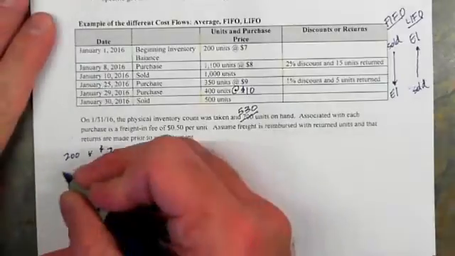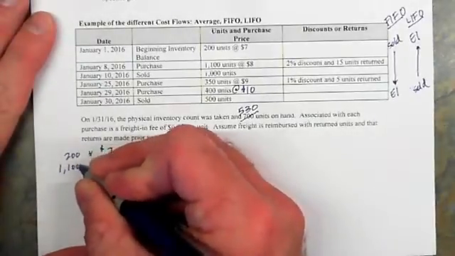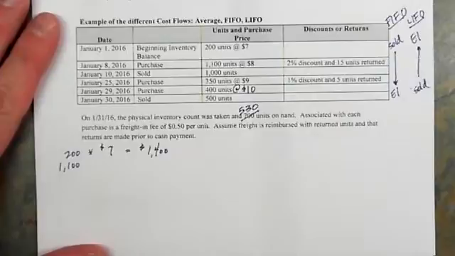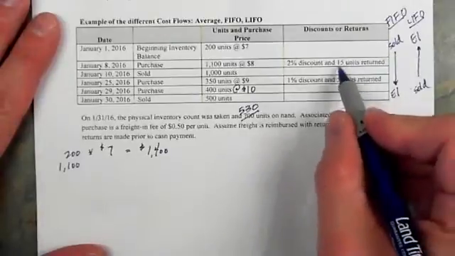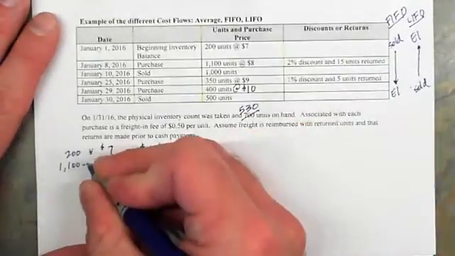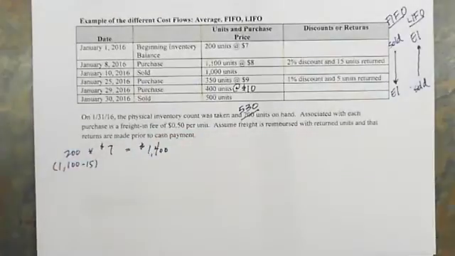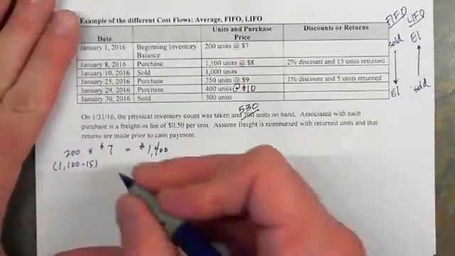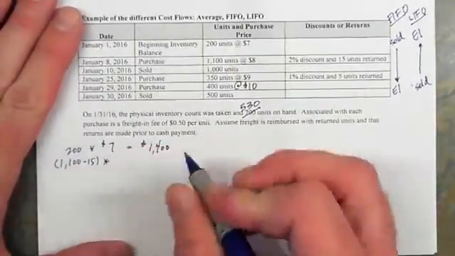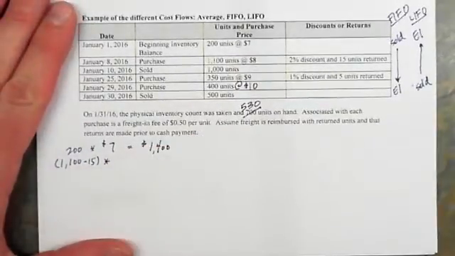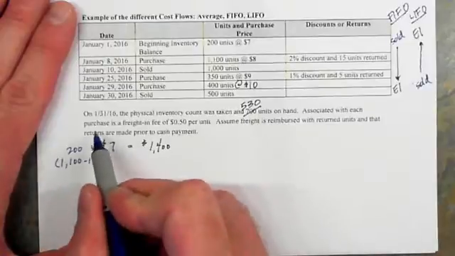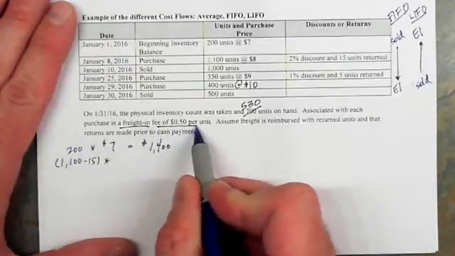Then I purchased some additional. I purchased 1,100, but then notice I returned 15. So I actually would want to reduce my units by that amount, modify the information I'm given, and now I set $8, except there's a 2% discount given on that, and there is freight of 50 cents per unit.